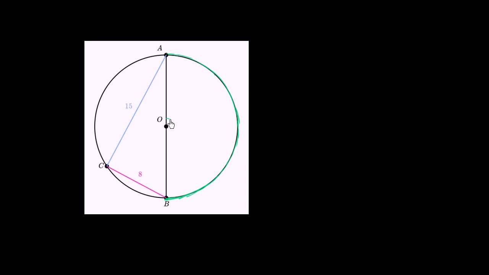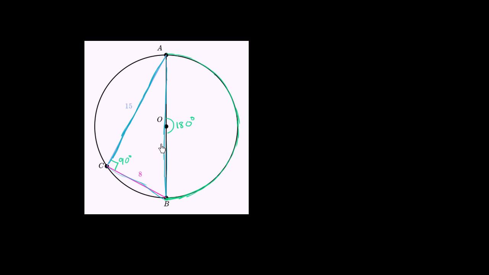So the central angle right over here is 180 degrees, and the inscribed angle is going to be half of that. It's going to be 90 degrees. Or, another way of thinking about it, it's going to be a right angle. And what that does for us is it tells us that triangle ACB is a right triangle, and the diameter is its hypotenuse.